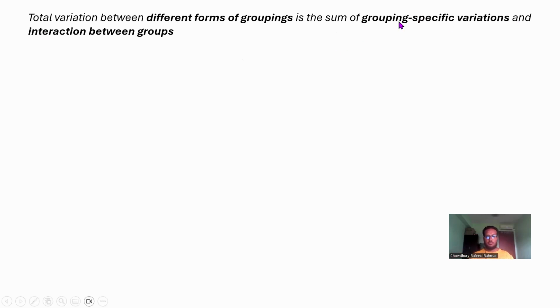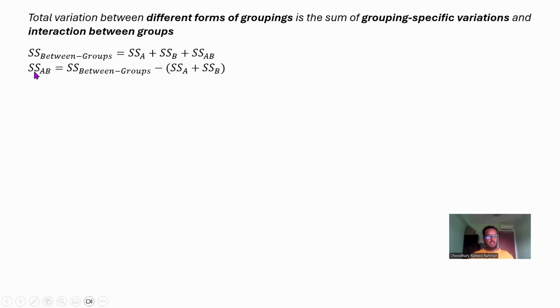So if you sum those two variations up, you are going to get the variation between different forms of groupings. So let me actually show you this in perspective. SS between groups is equal to the sum of all these three things. That means SSAB equals this. I have just changed sides here, nothing else.